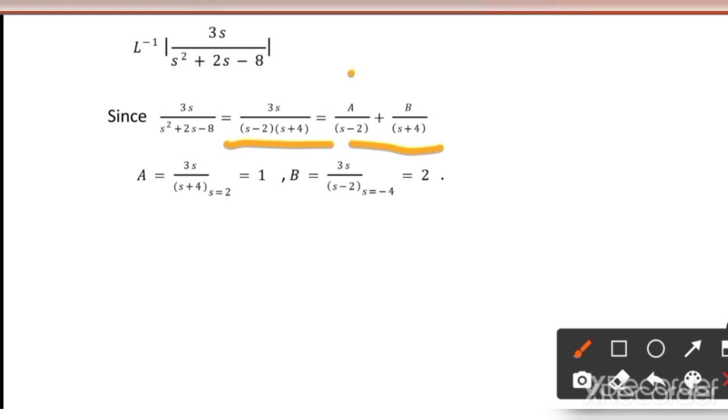And how to get the values a and b? It is very simple. a is nothing but the left out factor. Just close s minus 2. Because we have taken s minus 2 here, we have 3s by s plus 4. The denominator of a becomes 0 at s equal to 2. So a is equal to 3s by s plus 4 at s equal to 2, which gives 1. Similar work for b. The left out factor is s minus 2, close s plus 4, take 3s by s minus 2, and the denominator becomes 0 at s equal to minus 4. Substitute, we'll get b value as 2.